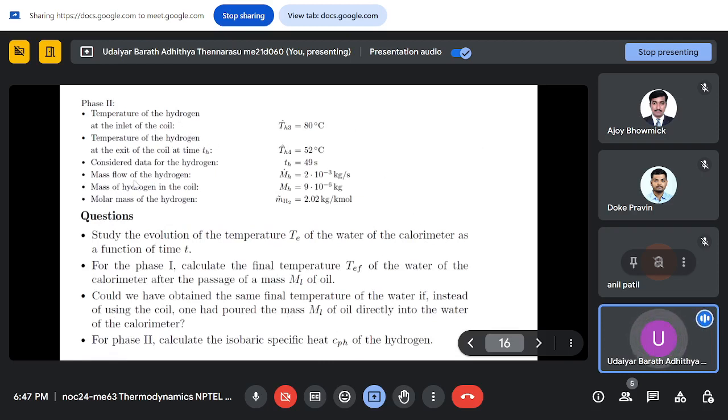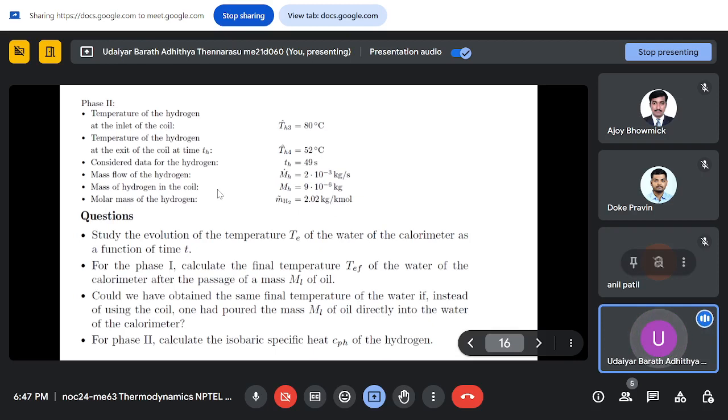Similarly, data for hydrogen: 80 degrees Celsius at inlet, outlet is 52 degrees Celsius, and the time taken is 49 seconds. Mass flow of the hydrogen is 2 into 10 to the power minus 3, the mass of hydrogen in the coil is 9 into 10 to the power minus 6, and the molar mass of hydrogen, to find R, is given as 2.02 kg per kilomole. So this is the data given.